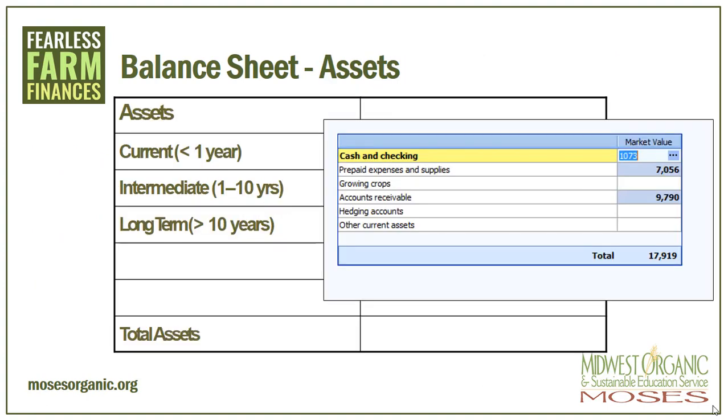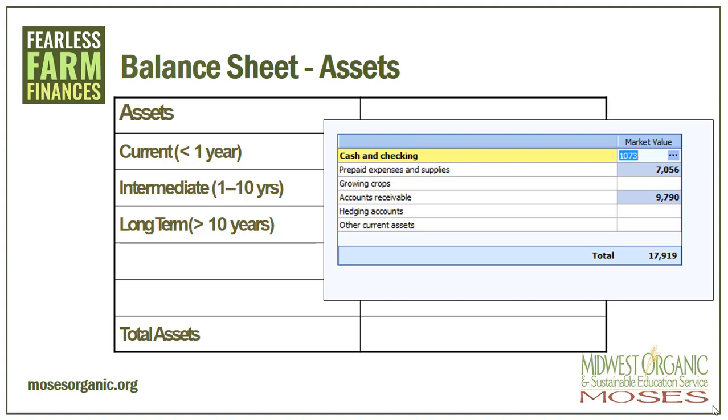Back once again to our balance sheet. First, cash and checking. These are from our farm accounts. It is important to put an accurate balance in here. If you have written out several checks that have not cleared the bank, you want to subtract those amounts so they are counted towards the correct time period.